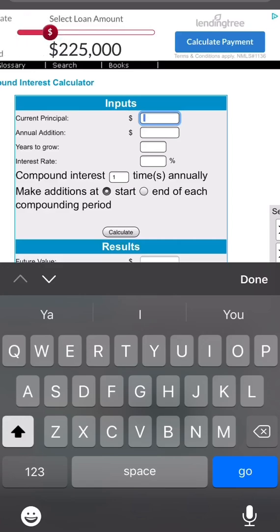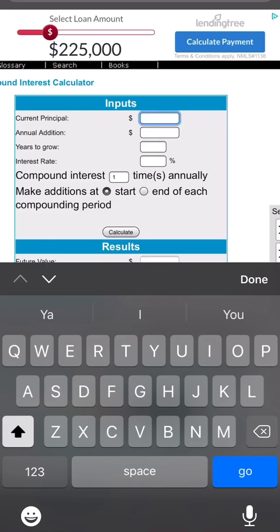So you have a few slots here. You can just type in compound interest calculator and you'll see a million popping up. I use moneychip.com, but you guys can use whichever one you want. So your current principal, your annual addition, your years to grow, your interest rate, which is how much you're going to be earning in return, and then we calculate.